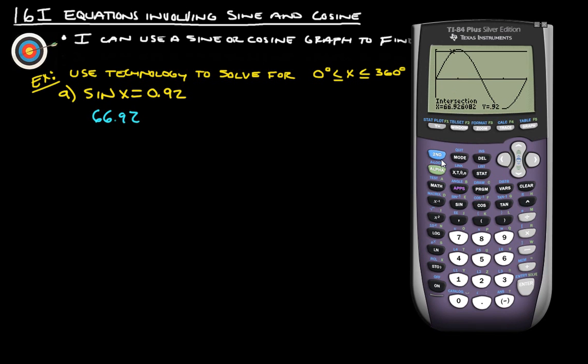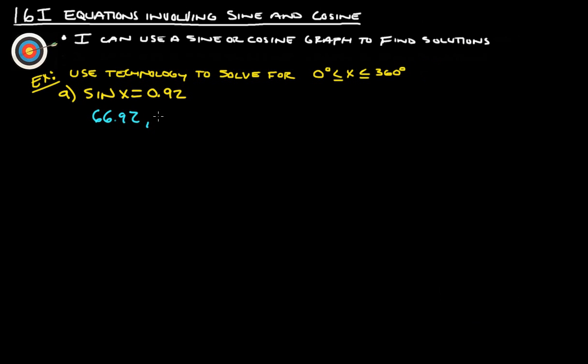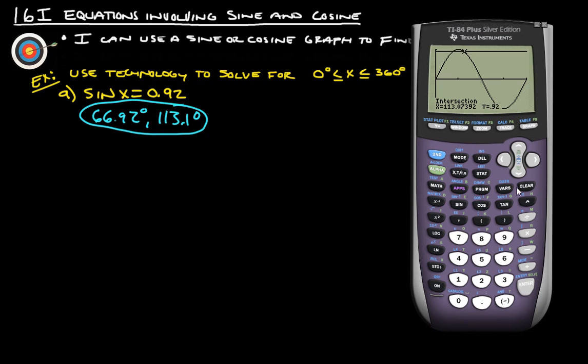So what we're going to do there is, again, second, calculate, and then intersect. And now we want to get that thing closer to the second intersection point, which is about there. And then there's the first line, there's the second line, guess, yep. So we just keep pushing enter, and then it gives us the second one, 113.1, it looks like. So those are the two places where it intersects according to our handy-dandy graphing calculator.